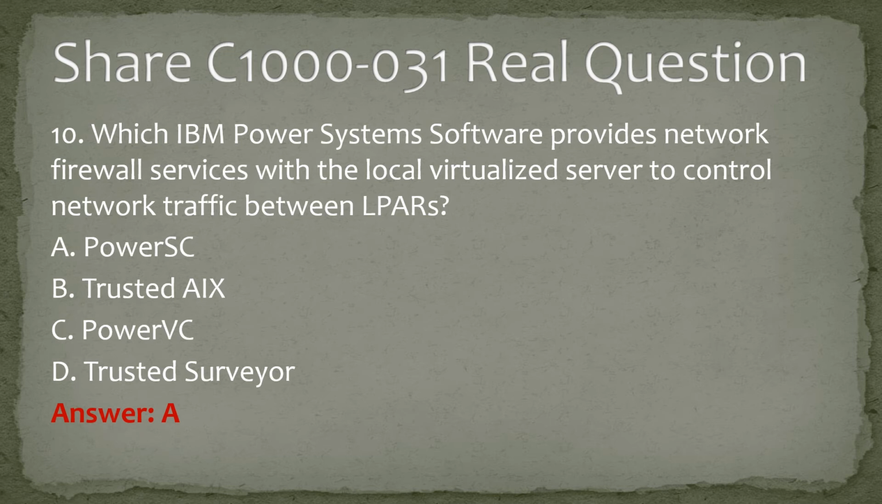10. Which IBM Power Systems software provides network firewall services with the local virtualized server to control network traffic between LPARs? A. PowerSC. B. Trusted X. C. PowerVC. D. Trusted Surveyor. Answer: A.